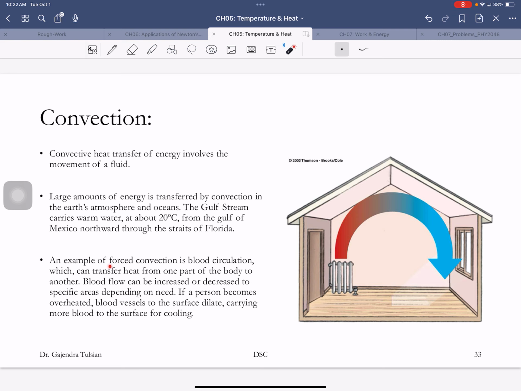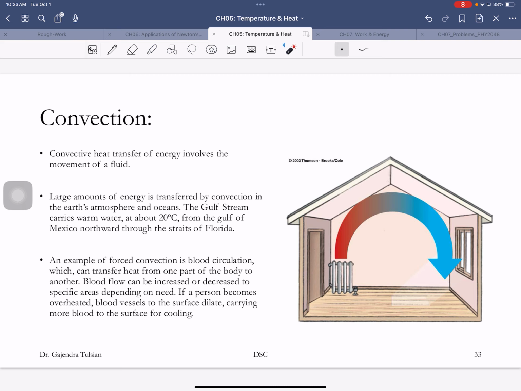So an example of forced convection is blood circulation. This was natural convection. You warmed it up, it became less dense, and because of buoyancy, it moved. But in your body, your heart pumps blood, that's warm, and that is forced convection. When you're using energy, doing work to make the fluid flow, that's forced convection. Blood circulation can transfer heat from one part of the body to another.